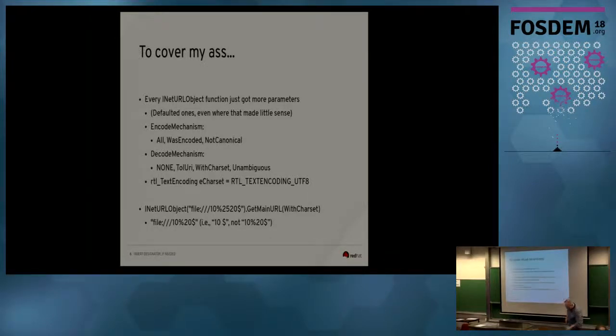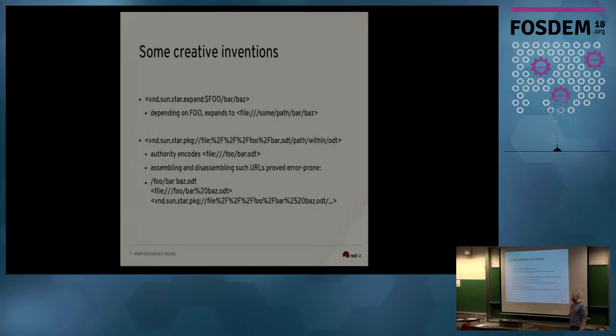And also, what also happened is that we created some very inventive uses of URLs as well. One of them was this macro expanding stuff that generates URLs from other URLs or URL-looking things, which I won't go into. And we had this package thing, because now ODF came onto the scene, and we have these zip files with the sub-content, and we need to have files in the zip, but we also need to describe the original zip file itself. So we have these package URLs that include as authority a whole URL encoded.